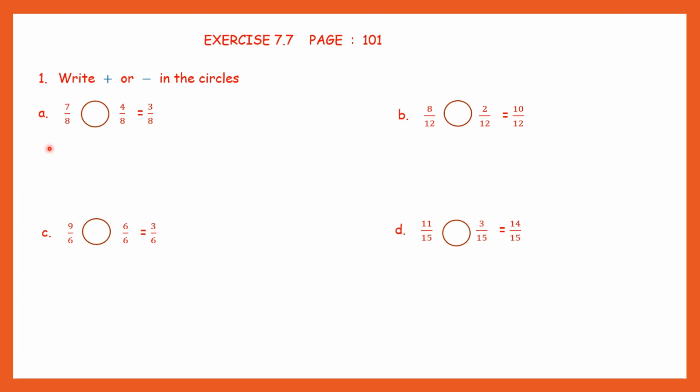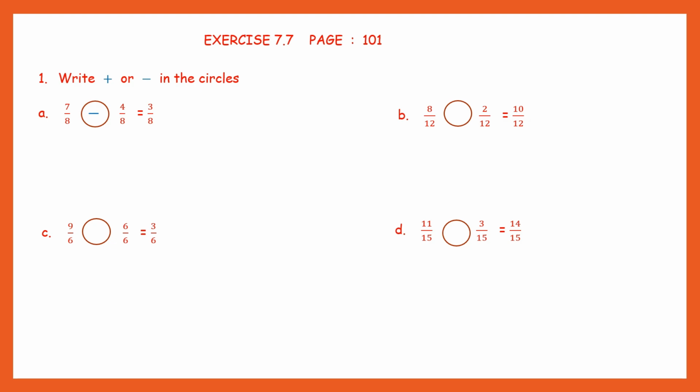So let's look at the first question. The first one says 7 by 8 plus or minus 4 by 8 will give us 3 by 8. So here as you can see 7 and 4, and in the answer the number has reduced. If the number has reduced, that means subtraction has taken place here, isn't it? So we have to put a minus sign here. So let's put a minus sign here inside the circle.